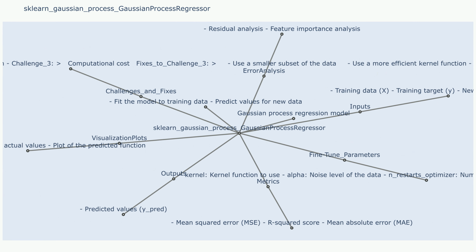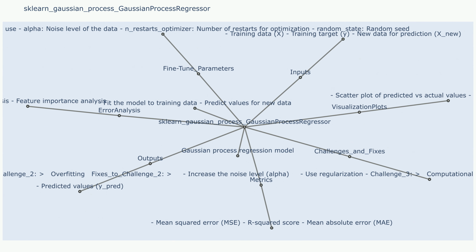Try different kernels like RBF, Matern, or polynomial kernels to see which best fits your data. Visualize kernel function. Plot the kernel function to understand its influence on the predictions and identify if it's appropriate for your data. Challenge 3. High computational cost.